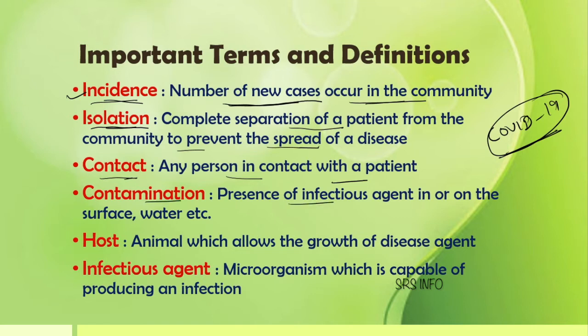Contamination. The presence of infectious agent in or on the surface, water, etc. This is called contamination. The presence of infectious agent, that is microorganism. The microorganism which causes infection is called as infectious agent. So, if there is the presence of infectious agent anywhere, it may be on the surface or in water or in food items or any other utensils of the patient, whatever it is, if there is a presence of the infectious agent, we can call it as that item is contaminated, that water is contaminated.